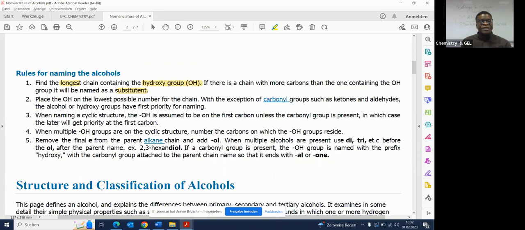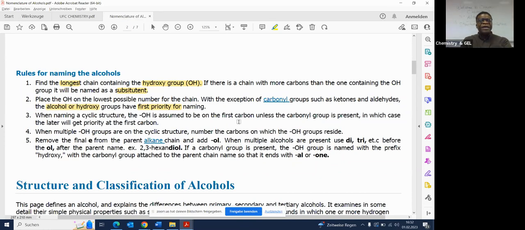Figure out where it is, okay? In any case, it is going to carry the main name, okay? The main name of that kind of nomenclature. We're gonna look at that, don't worry. So make priority here, the alcohol or hydroxy group or groups.